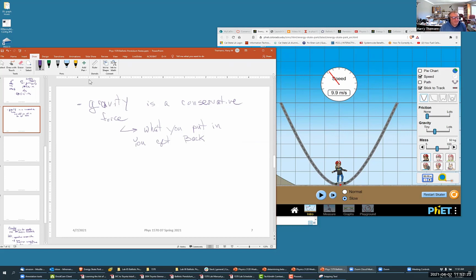And the best way to look at this is in the so-called energy formulation. Instead of using 1/2 at squared and such, we use the energy formulation. And we already know about kinetic energy. So now we have another thing called potential energy.